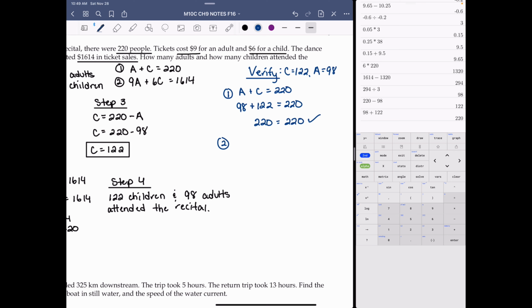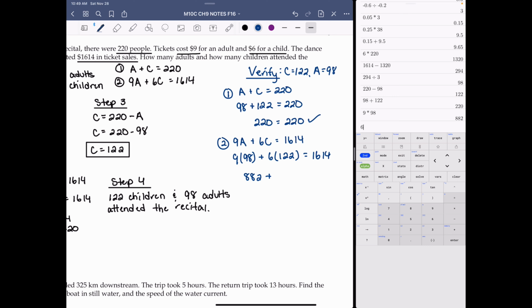Second equation, 9A plus 6C equals 1614. 9 times 98 plus 6 times 122 equals 1614. 9 times 98 is 882. Plus 6 times 122 is 732 equals 1614. Add those together. 882 plus 732 is 1614. So 1614 equals 1614. We verified the solution for both equations, so we verified it for the system.